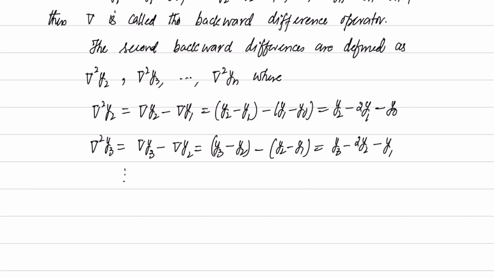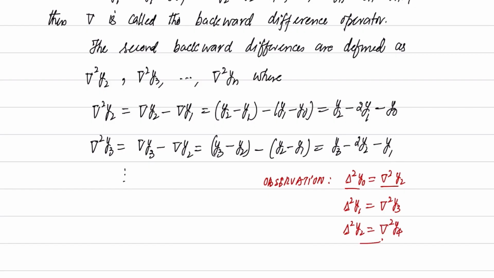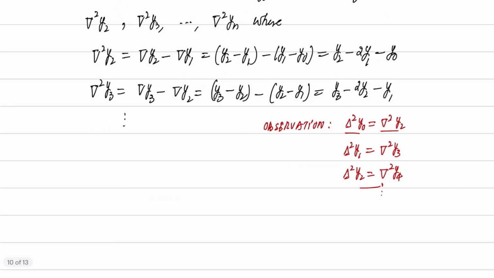So therefore we have this observation: delta square of y0 in the forward difference is the same as delta square of y2 in the backward difference. That was the first second forward difference, and this was the second backward difference. Similarly, delta square of y1 will be the same as delta square of y3. And the forward difference delta square of y2 will be the same as the backward difference of y4. So all these values will be equal. This is how we define the forward and the backward differences.